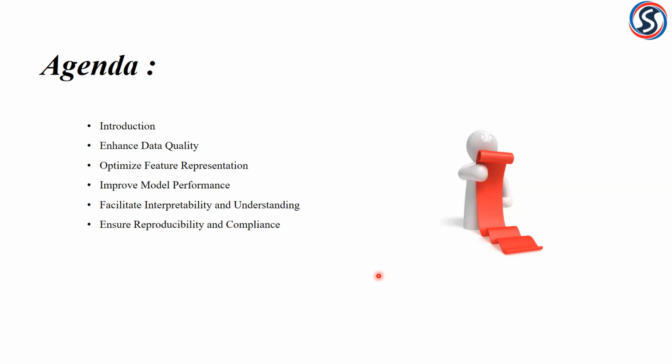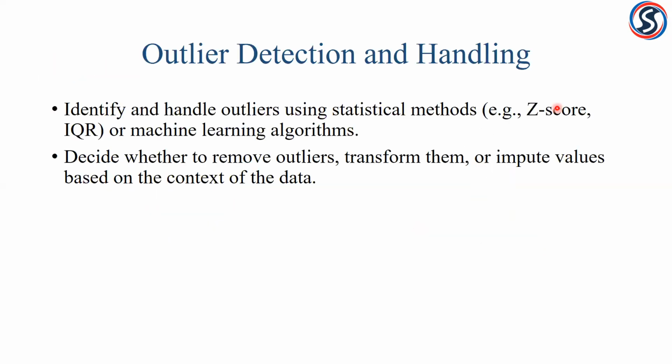Now we are going to see our first part, handling the data. Firstly, while handling the data, the most common methodology that we are going to follow is dealing with outlier detection and handling. Outliers are something which is out of the data, like some extreme values, very minimum values or maximum values.